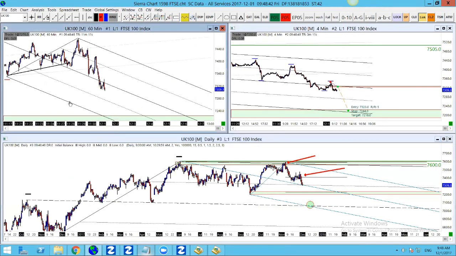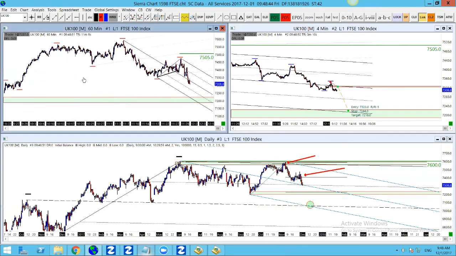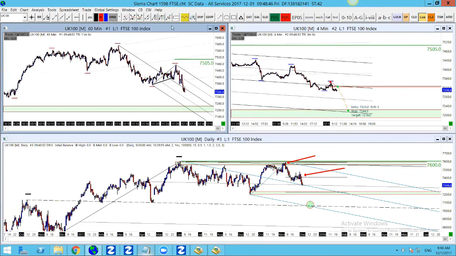All right, that's pretty much a summary of what we discussed. We went through a lot of different charts and ideas and setups, but hopefully that brings you up to speed.